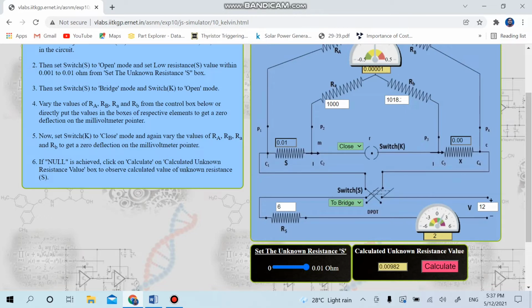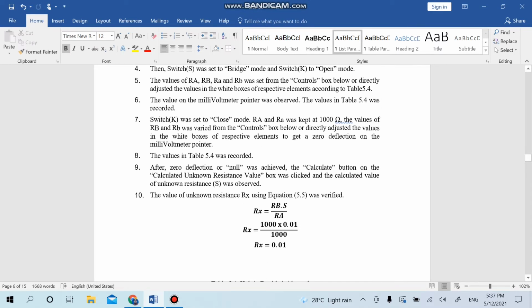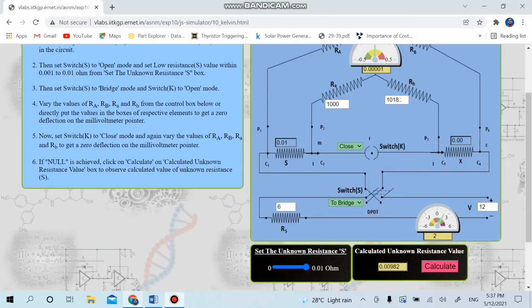Once we press the Rx, we will get a value of 0.000982. In order to prove this step, we have done the manual calculation using the formula Rx equals Rb times S over Ra. So we will get the value somewhere around 0.001, which is similar to 0.00982. When we round off, we get somewhere like 0.001. That's all from my part.